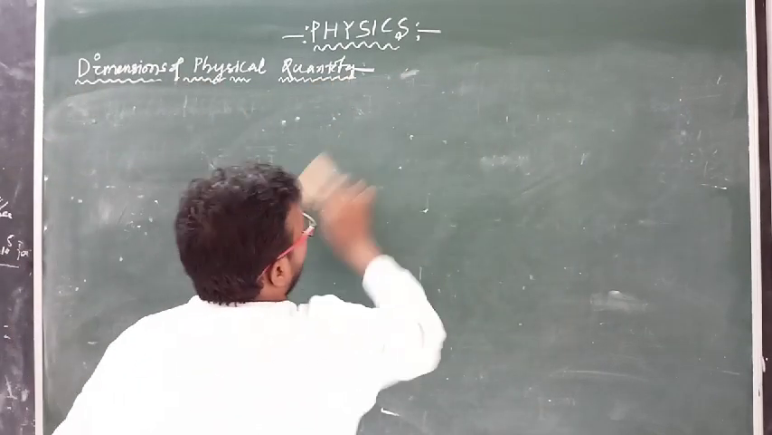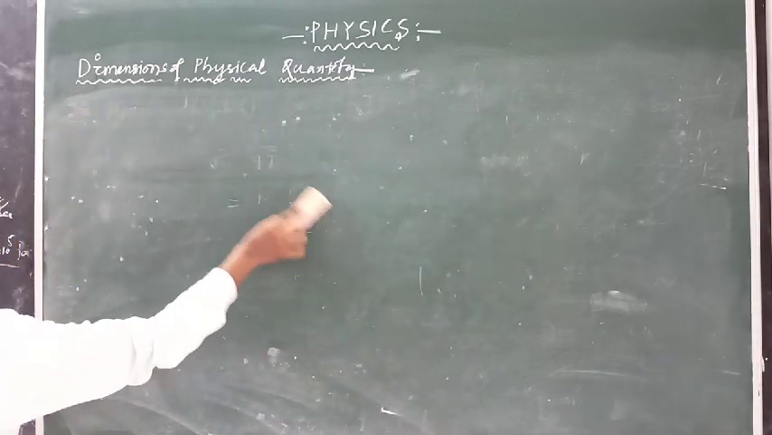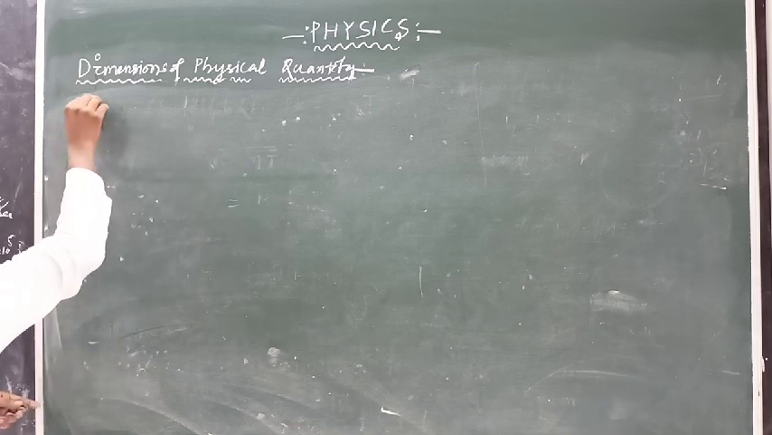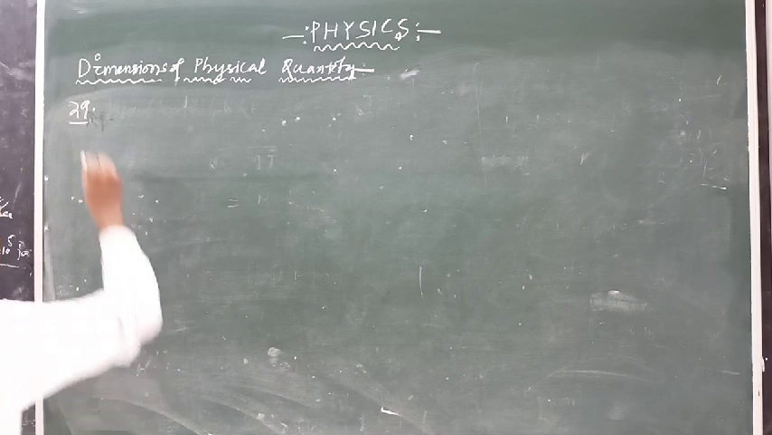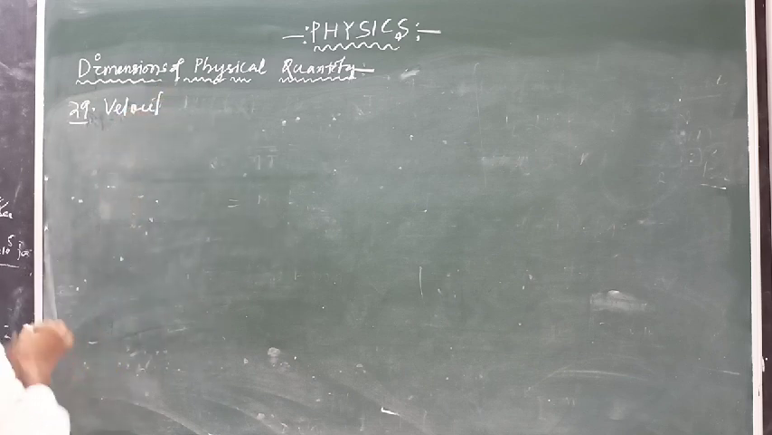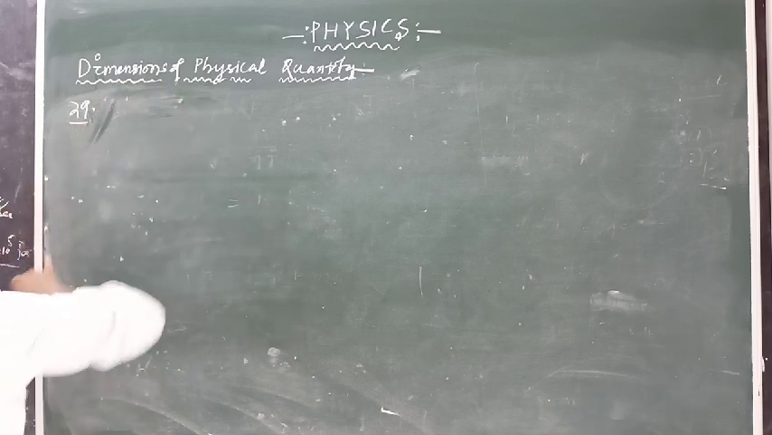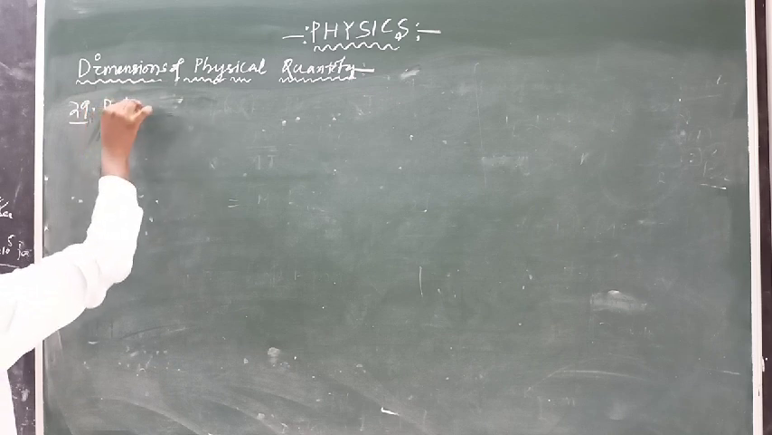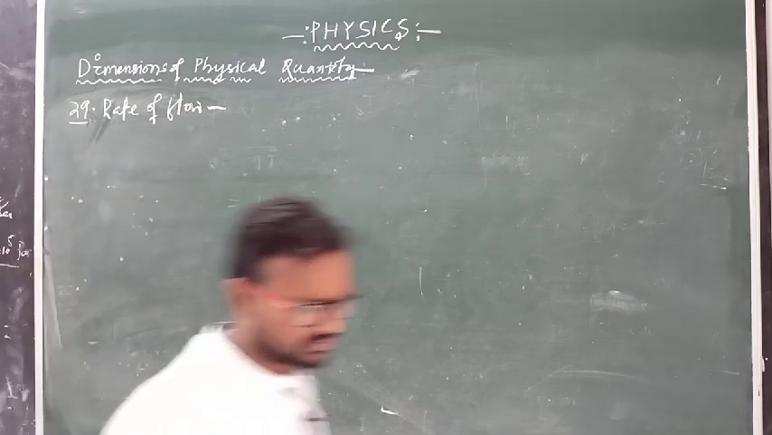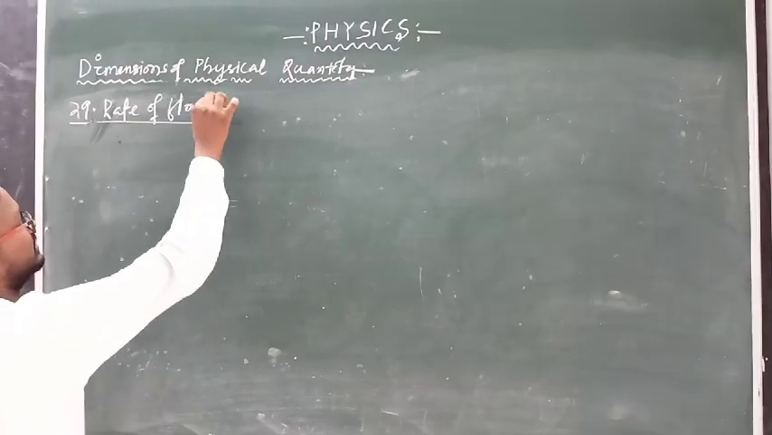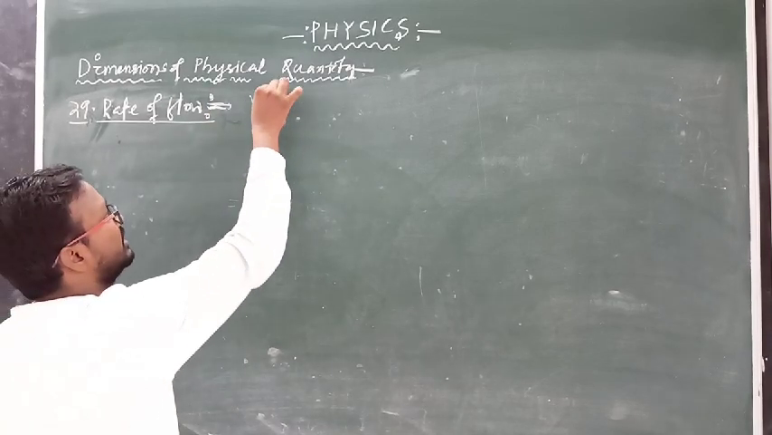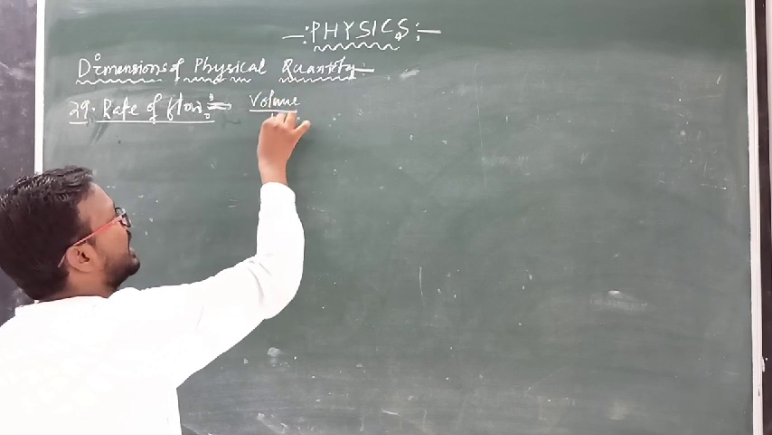Now we have to start the dimension of another physical quantity. Dimensional formula 29. So here we have to find the velocity gradient, or first we have to find the rate of flow. Now let's start with rate of flow, and its physical formula is volume divided by time.